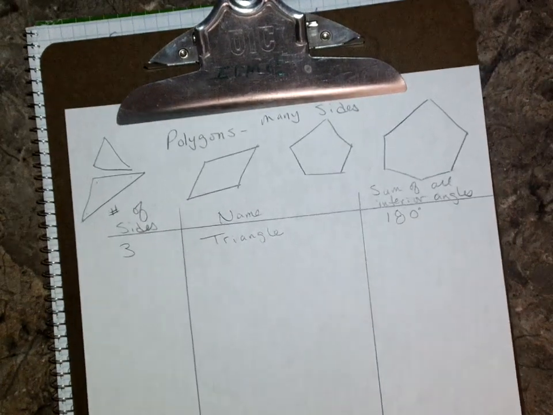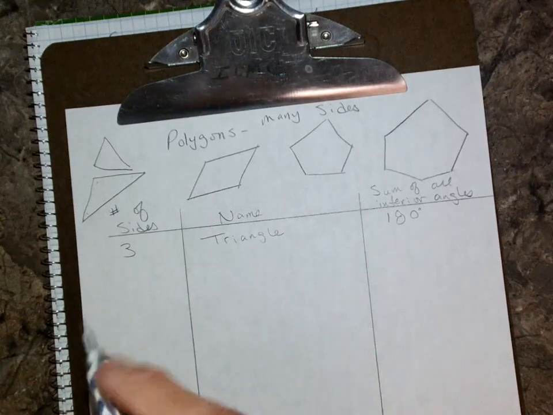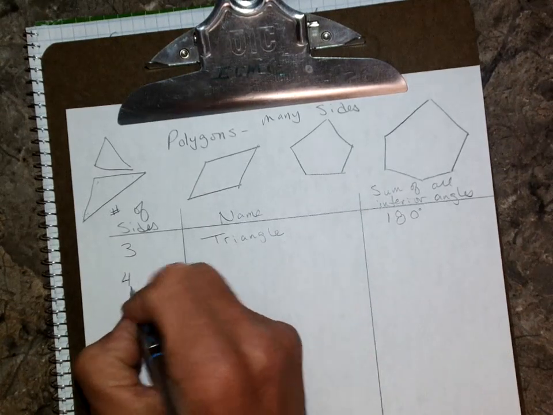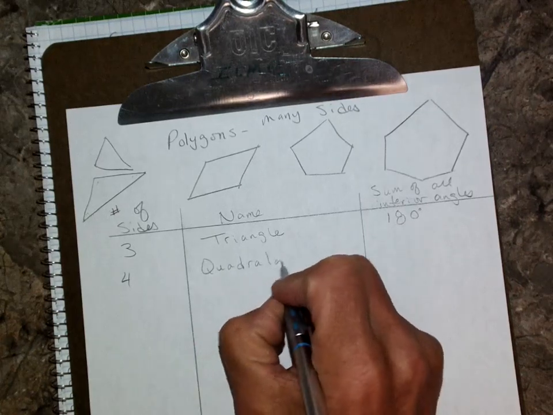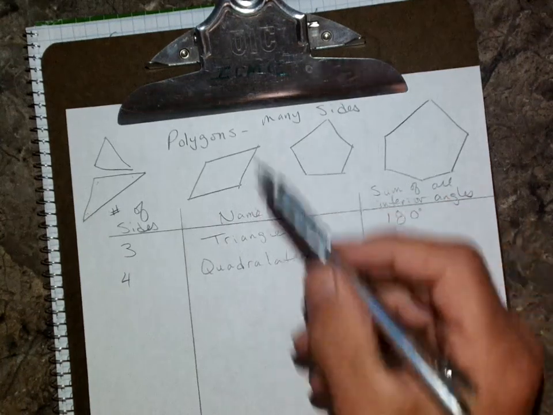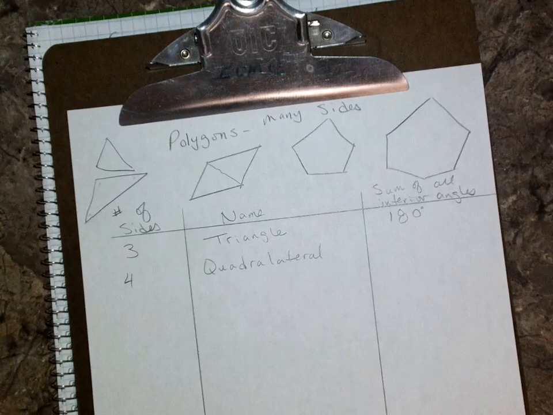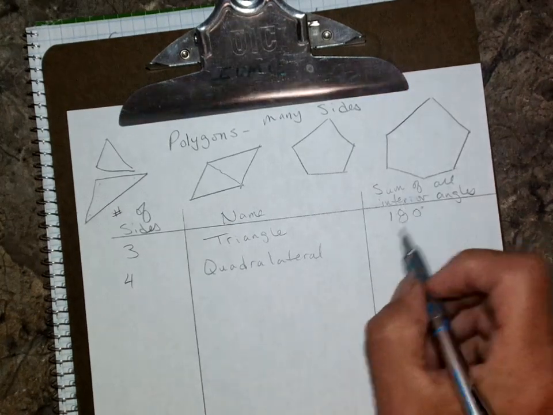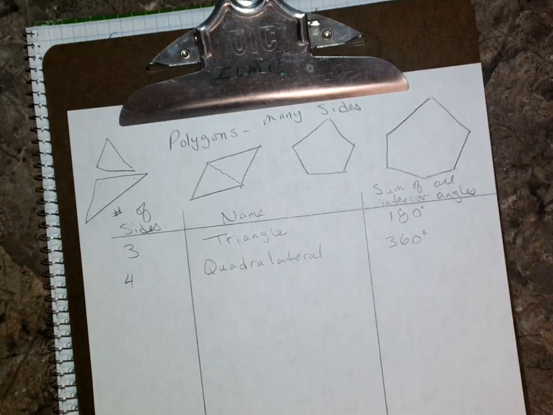And then you go to the next figure, which is a 4-sided figure. Don't call it a square. It's not a square. It's called a quadrilateral, so a 4-sided figure. What happens is it's made up of 2 triangles. So 180 times 2 is 360 degrees. This is a diagonal, by the way.